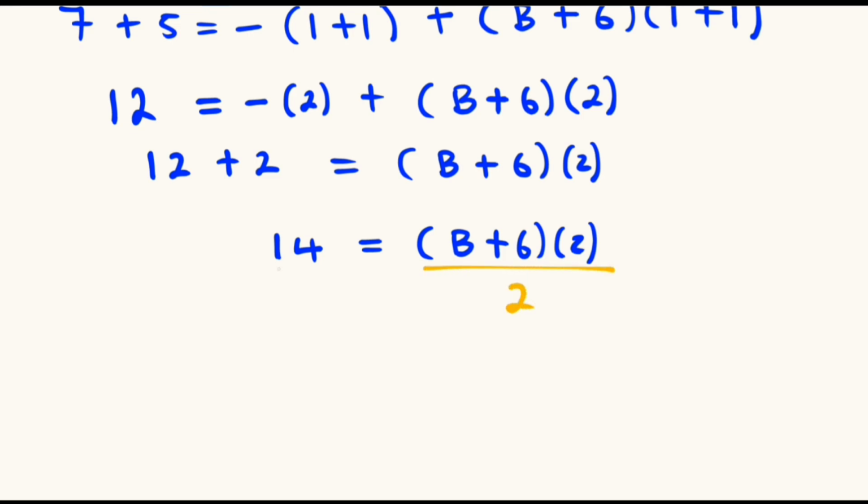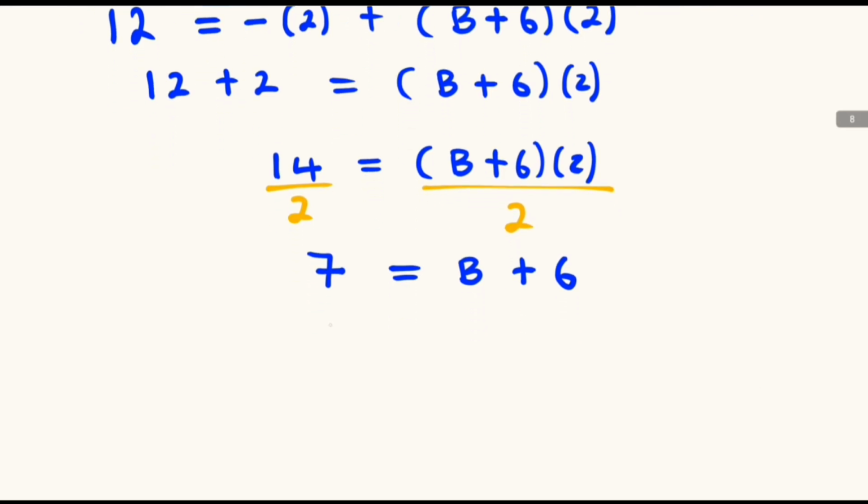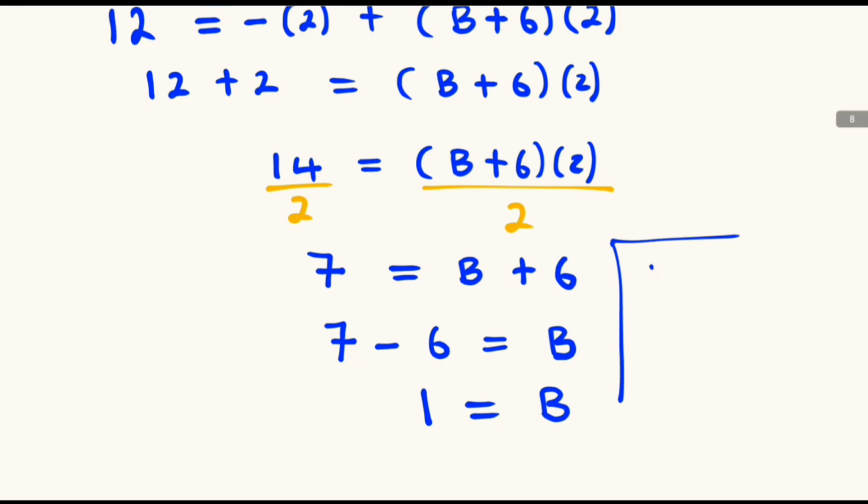We divide both sides of the equation by positive 2, and 2 divided by 2 is equal to 1, and we'll be left with b plus 6 on the right hand side, and on the left hand side we have 7. We take the 6 to the left, and b will be equal to 7 minus 6, which is equal to 1. So we determined the value of b as positive 1.